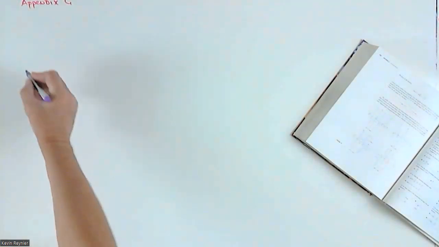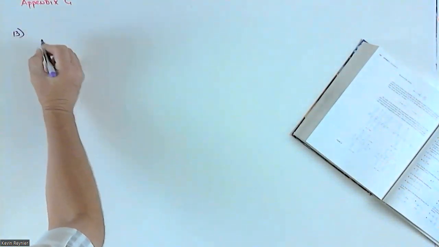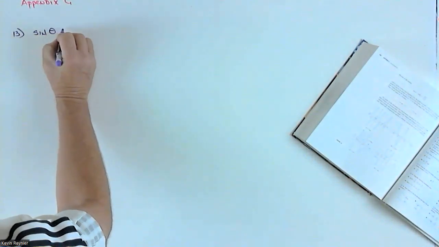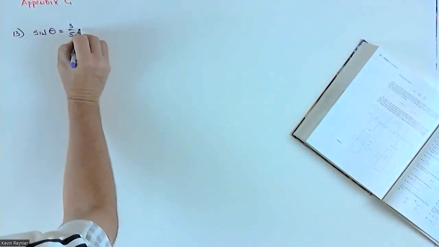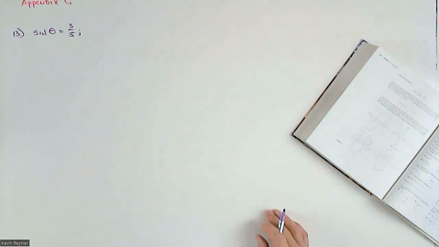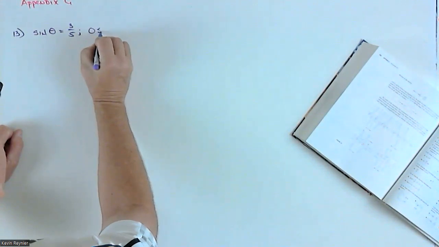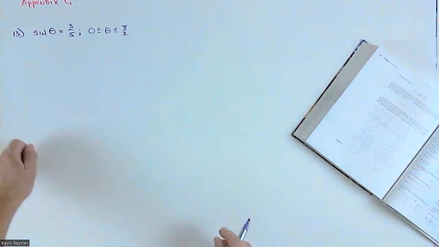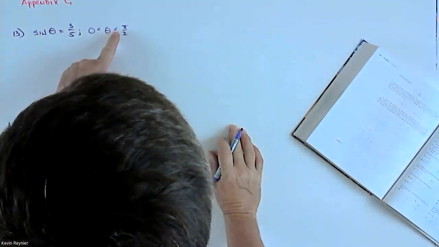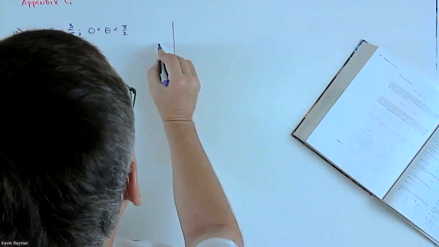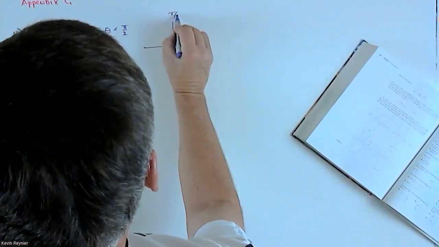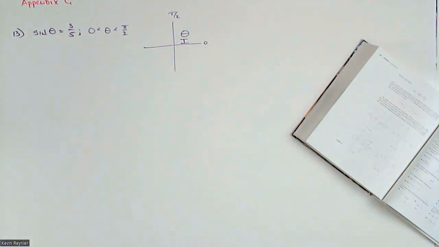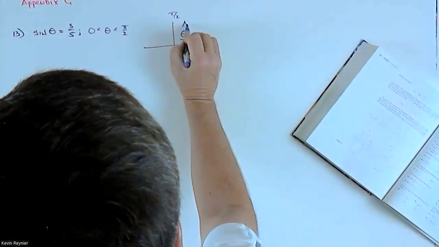I'll start with something like problem 13, right? Problem 13. And it says the sine of theta is 3/5. And it tells us that on top of that, theta is between 0 and pi over 2. It's inside. And now, what are they trying to tell us here? Well, this is 0 and this is pi over 2. They're trying to tell us theta is in quadrant 1. And we know what happens in quadrant 1, right? All the trig functions are positive.